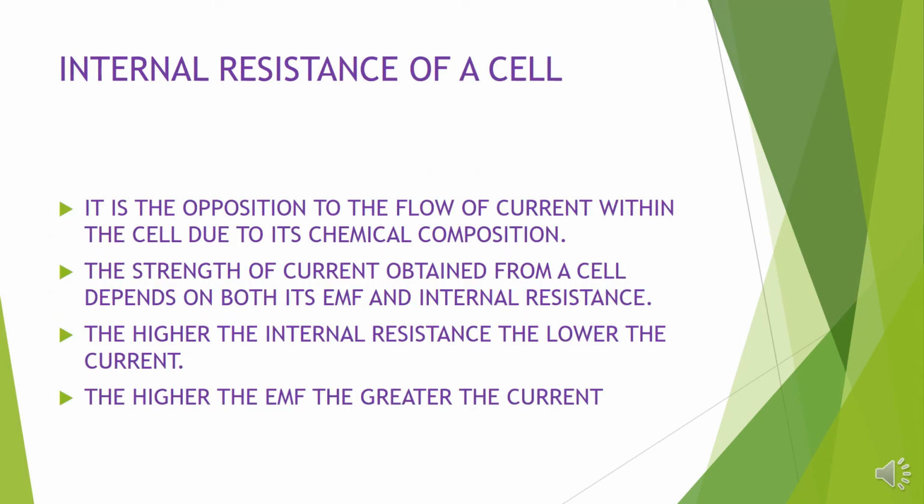What is internal resistance of a cell? Internal resistance refers to the opposition of flow of current within the cell due to its chemical composition. The strength of current obtained from a cell depends on its EMF and on the internal resistance. The higher the internal resistance, the lower the current. And therefore, also the higher the EMF, the greater the current. We will describe an equation that relates EMF, internal resistance, and current at a later stage.